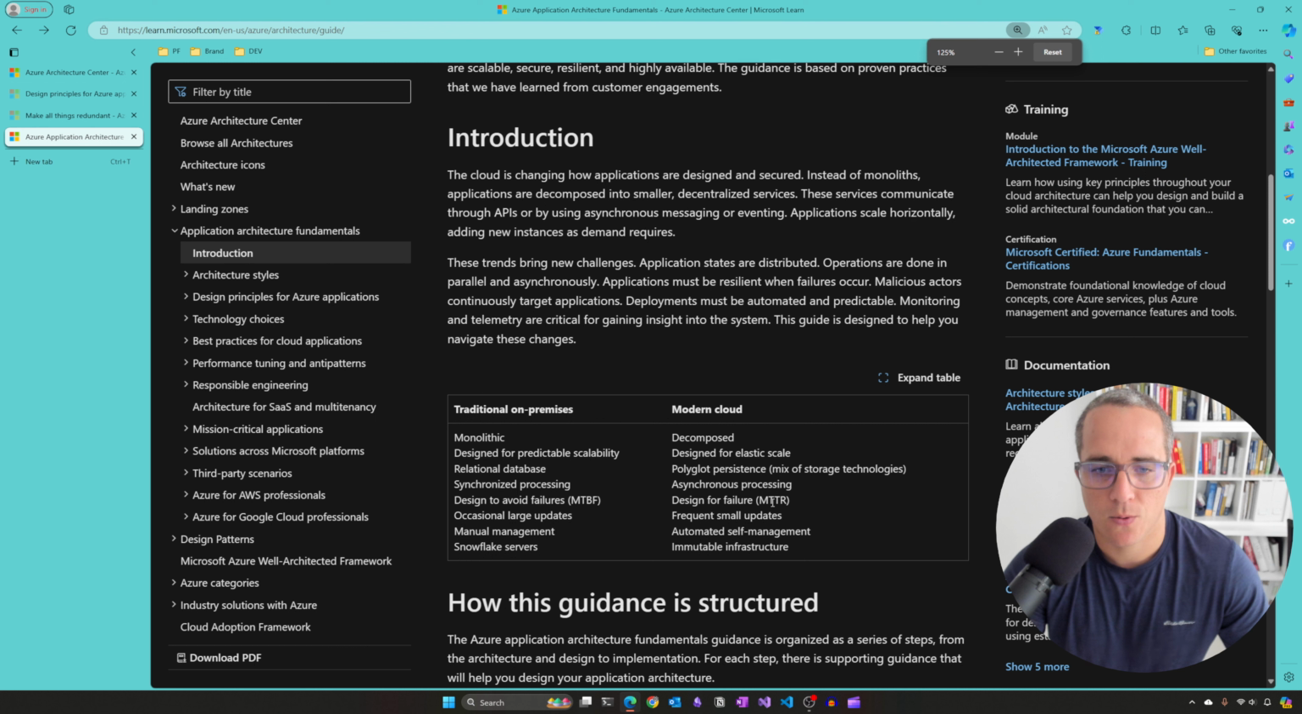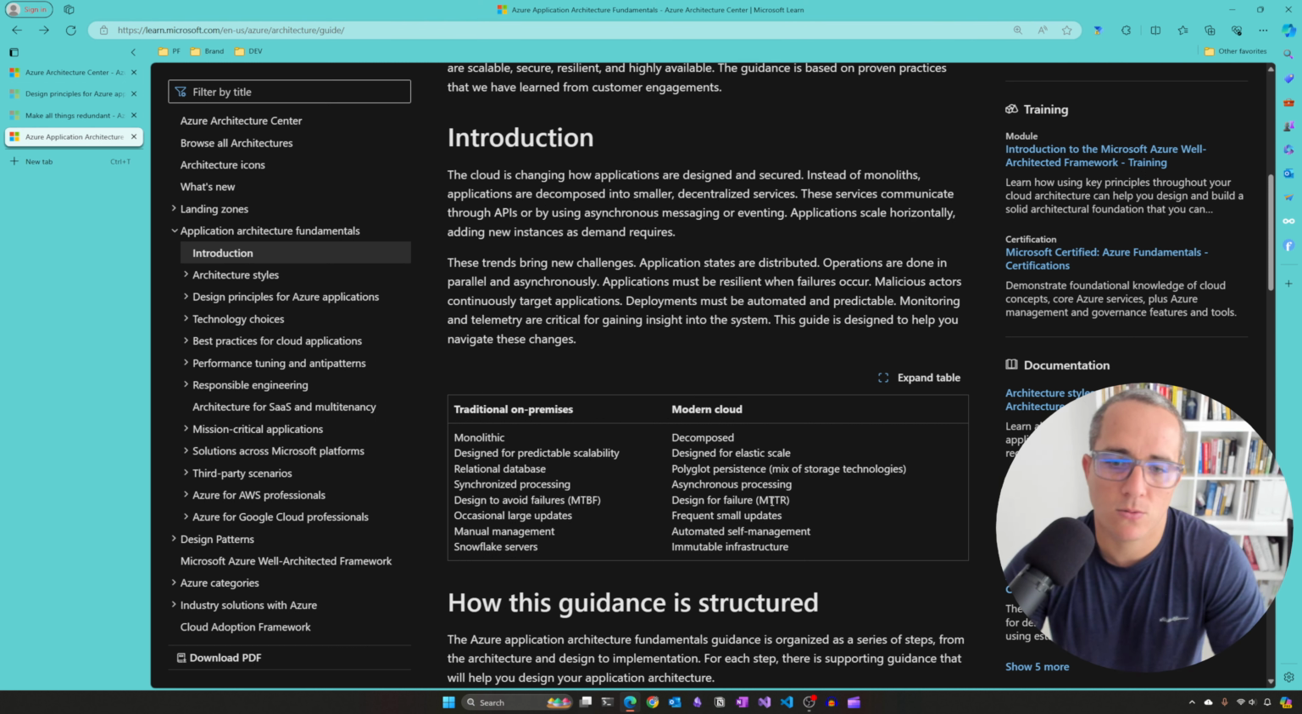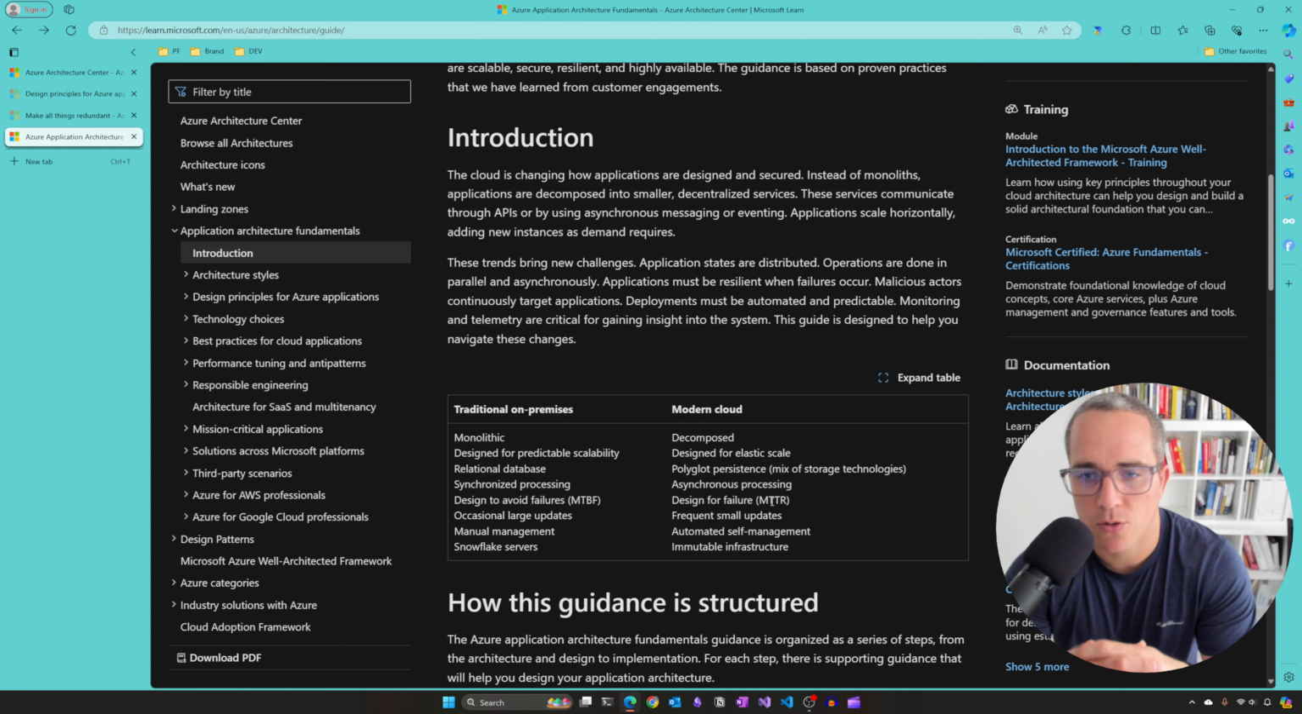Relational databases, we now have polyglot persistence, where we can mix these types of storage technologies. Synchronized processing becomes asynchronous processing. We had designing to avoid failure, which was named MTBF, and you can even design for failure, which is named MTTR. Occasional updates become frequent and smart updates. There is a whole transition of principles and designs that you have to understand, and at least have a guide or a good architecture under your belt where you can use this knowledge and decrease the cost.